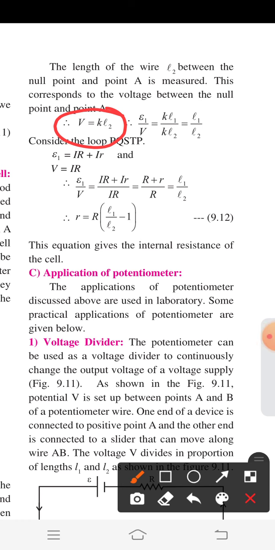We have two equations here: E1 is equal to K L1 and V is equal to K L2. Dividing the first equation by the second, we get E1 upon V is equal to K L1 upon K L2, in which we cancel K from numerator and denominator. So we have E1 upon V is equal to L1 upon L2.